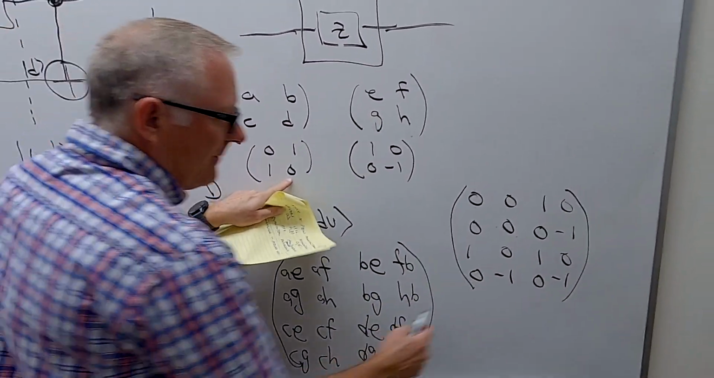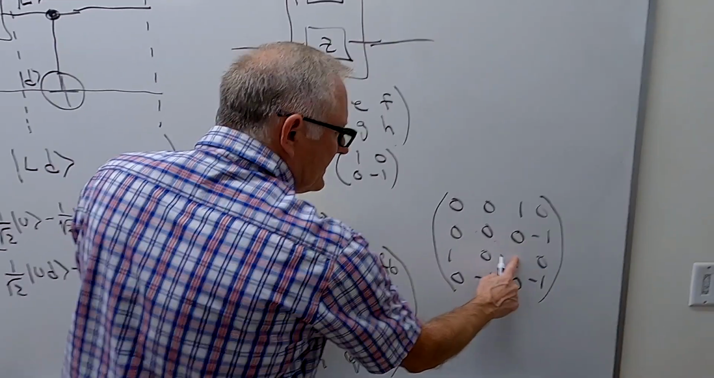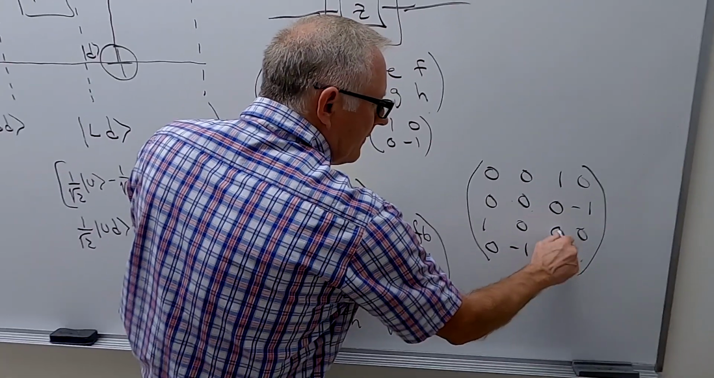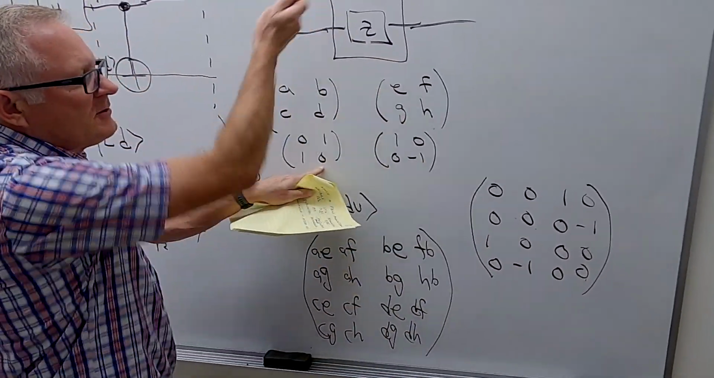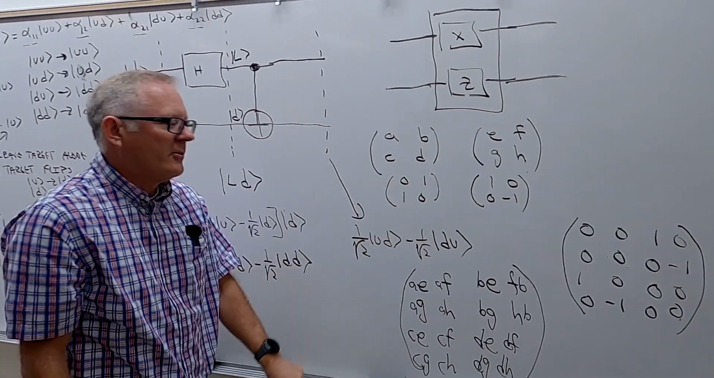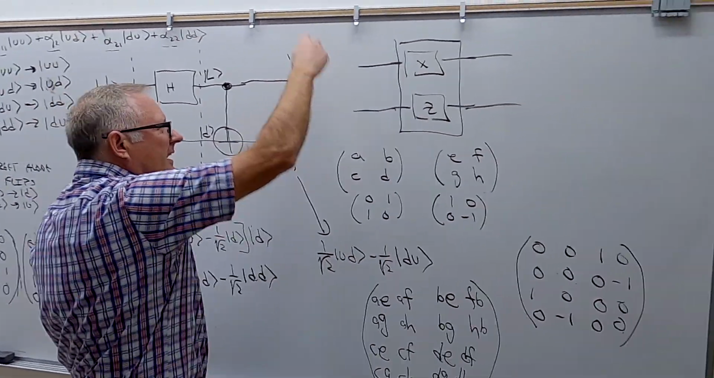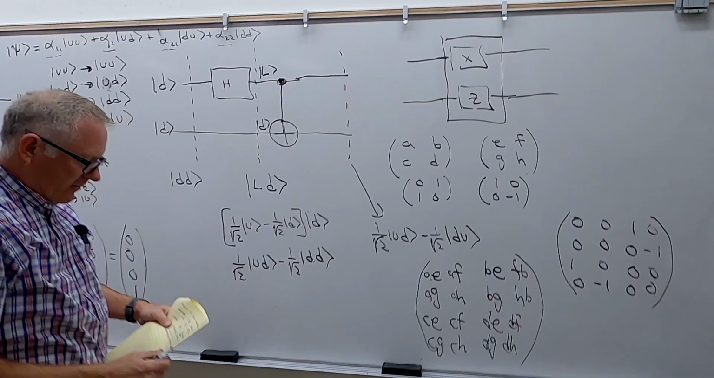That keeps them the same. Take these 4, multiply by 0. It just makes those two both 0. Okay, so that's what that would be right there for the matrix. So I could operate on any 4 vector right there.